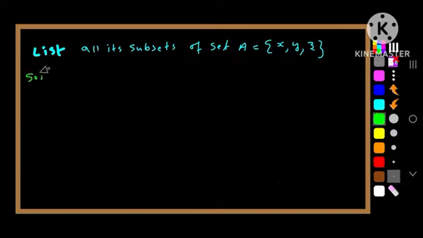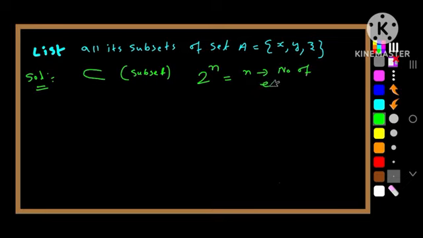So first of all, you have to understand what is a subset. The symbol for subset is this one. So this represents subset. If you want to find out the number of subsets, you have a formula, 2 to the power of n, where n is nothing but the number of elements in a set.